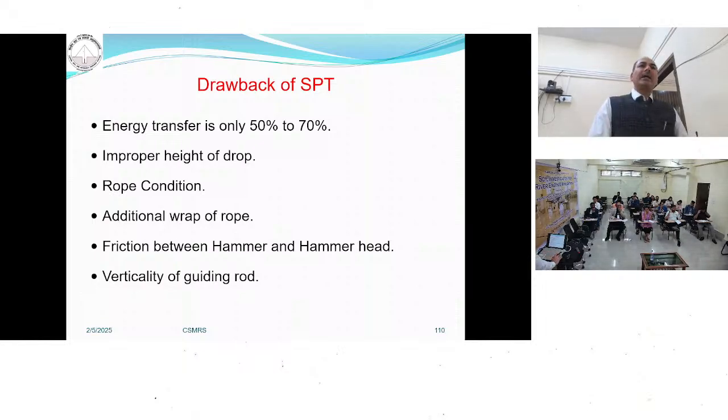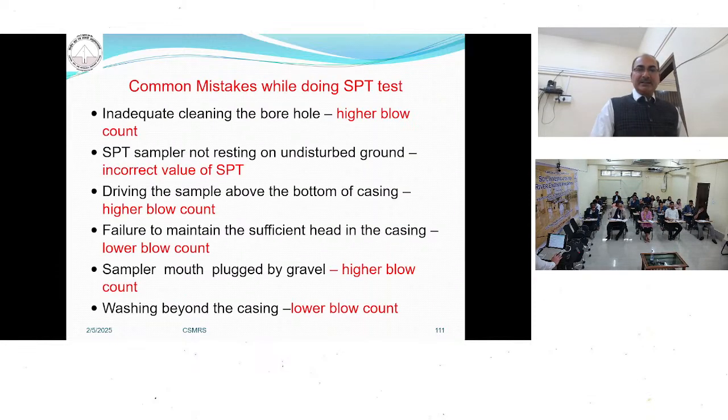Then, the rope condition. The IS code prescribes a special kind of rope called the Manila rope. But in most cases we have seen that when doing the SPT, they are using wire. Wire has its stiffness, so again the number of blows will be high. These are the normal drawbacks of the SPT, and these are the common mistakes.